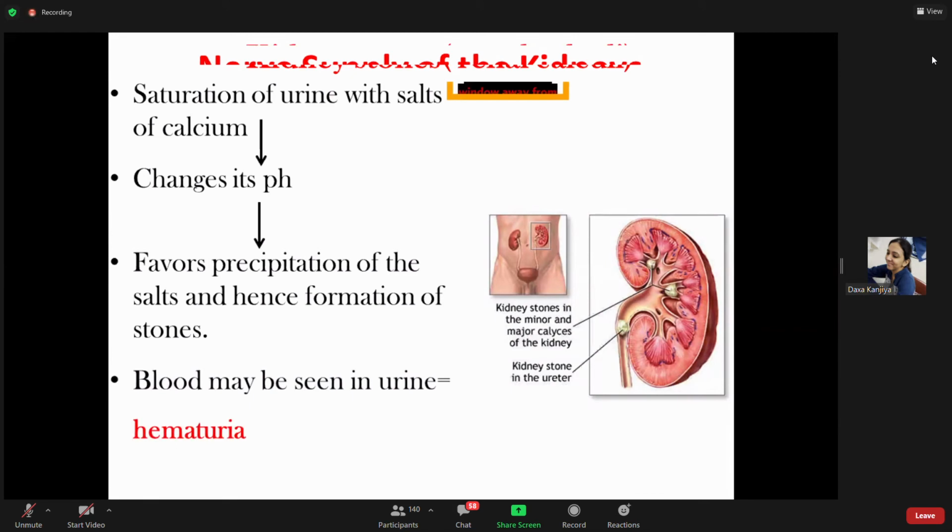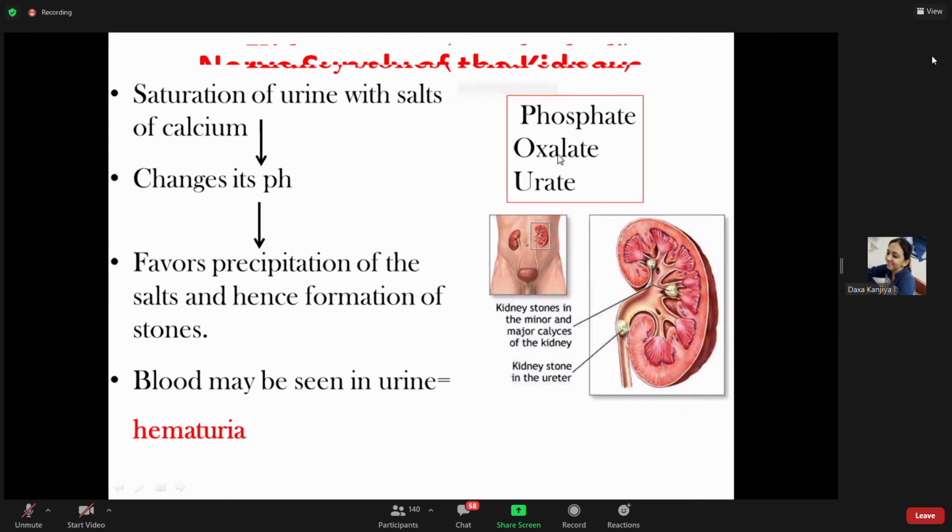What is hematuria? Blood in the urine. That condition is called hematuria. Other than the calcium salt, the stone is also formed by phosphate salt, oxalate and urate salt.